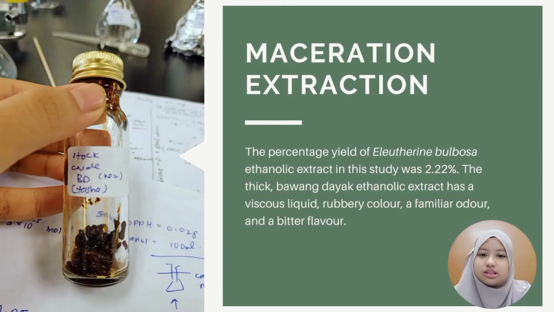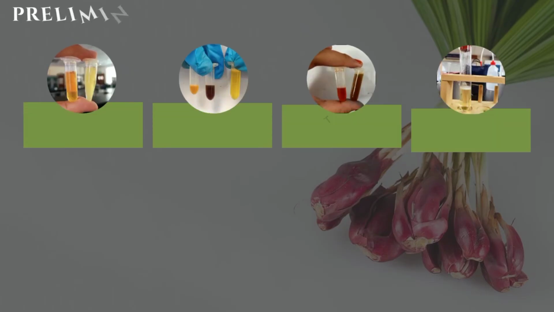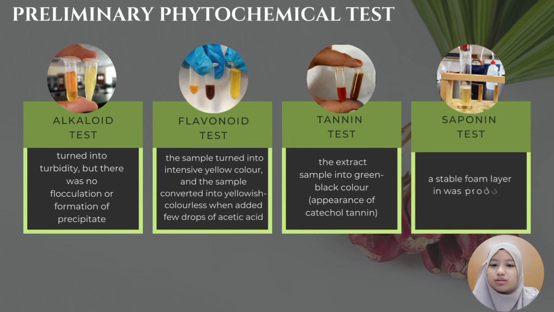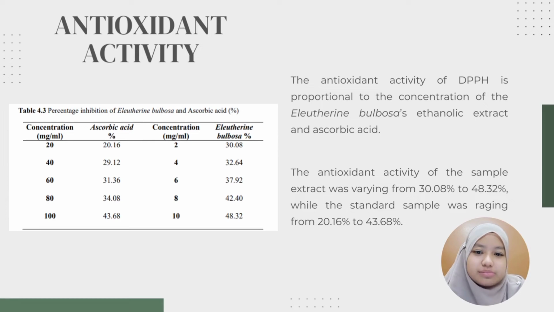The thick, viscous liquid with bitter flavor of Eleutherine bulbosa ethanolic extract was successfully able to yield 2.22% from the maceration extraction process. For preliminary phytochemical analysis, all of the biological compounds, flavonoid, alkaloid, tannins, and saponin, were produced as positive results. Based on the antioxidant results in the table, DPPH was proportional towards bulbosa extract and ascorbic acid, and both samples' percentage inhibition increased. Thus, it shows that bulbosa is able to prevent free radical formation.